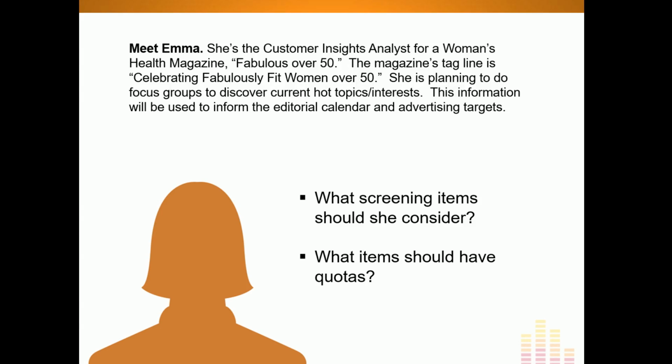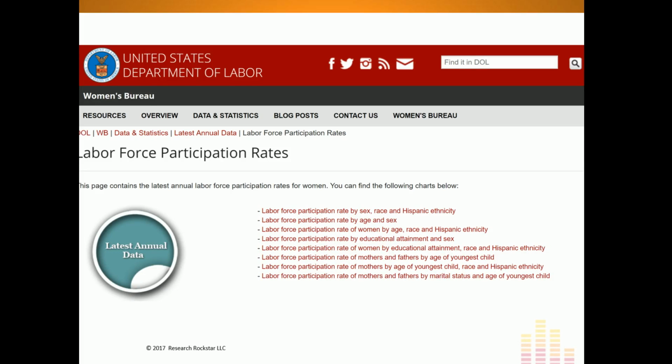So a really great tip here is to use the Department of Labor statistics. So for example, maybe Emma decides, gosh, I think I'm going to look to see employment status for women over 50, because maybe I should have a requirement that at least half of our participants are women who are interested in exercise, are over 50, and who have a job, who are employed. And so she might want to go over to the Bureau of Labor Statistics to find out, just in general in the United States, what percent of women over 50 are employed.